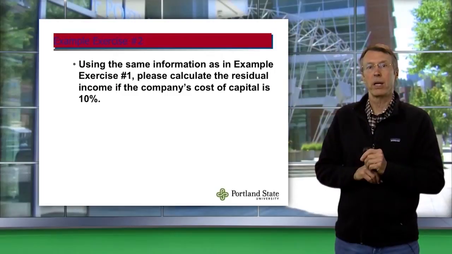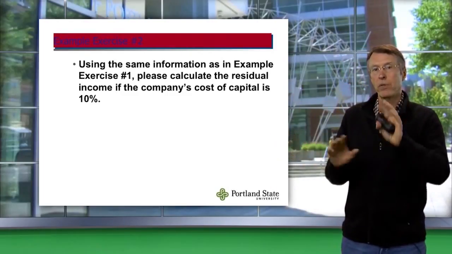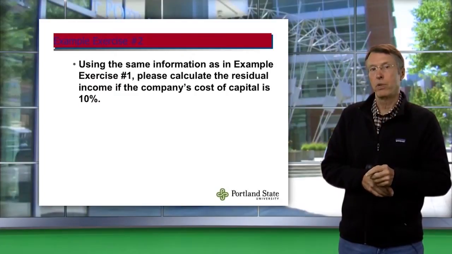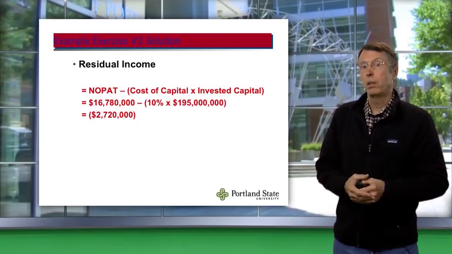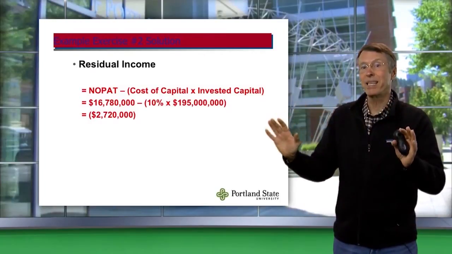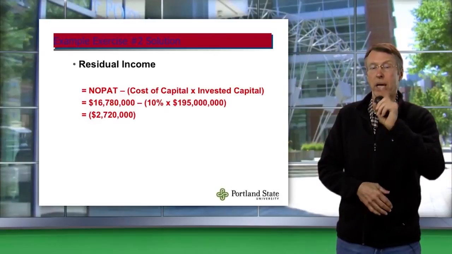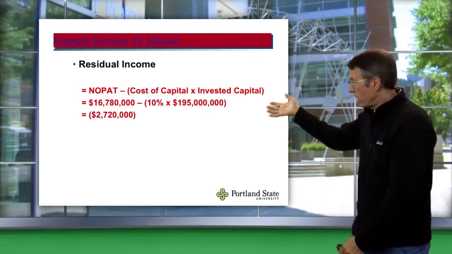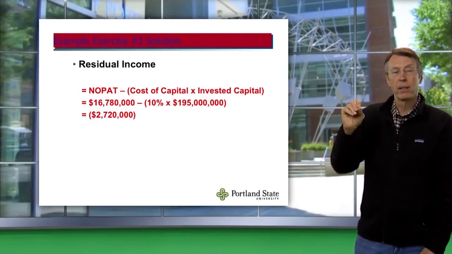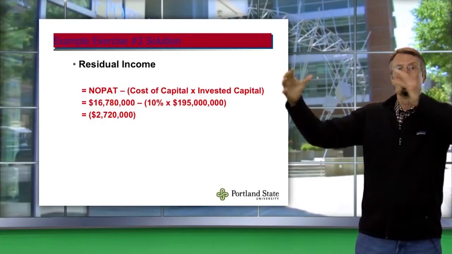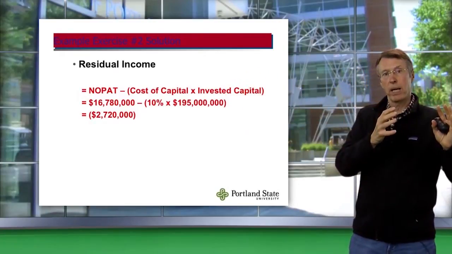Here's another little example. Let's change the cost of capital and see if we can come up with something called residual income. Now, residual income is how much the company is producing that exceeds the cost of the capital that they have to have in place. In this case, the residual income formula is NOPAT minus the cost of the capital times the capital we needed to have in place.